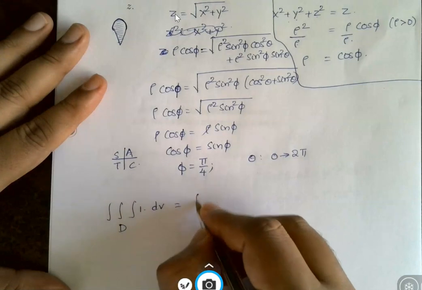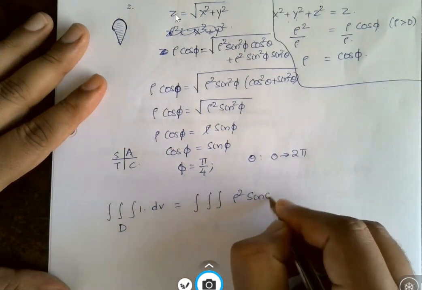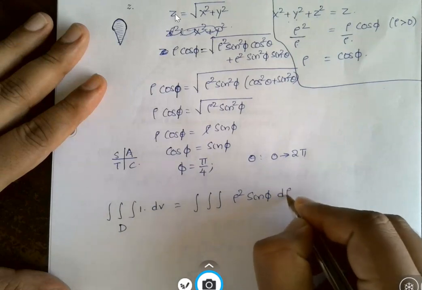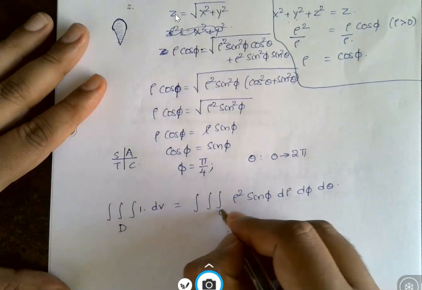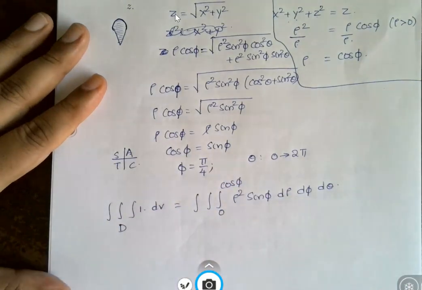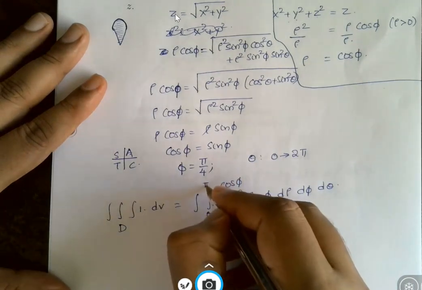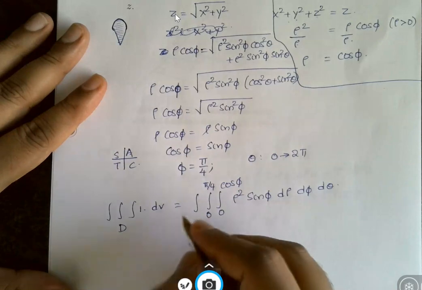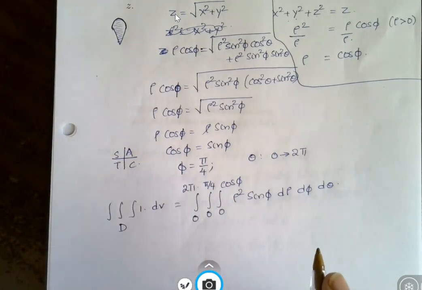So you have the integral of rho squared sine phi d rho d phi d theta, where rho goes from 0 to cosine phi, phi goes from 0 to pi over 4, and theta goes from 0 to 2 pi. I hope I'm clear on that. Now we have to start integrating.